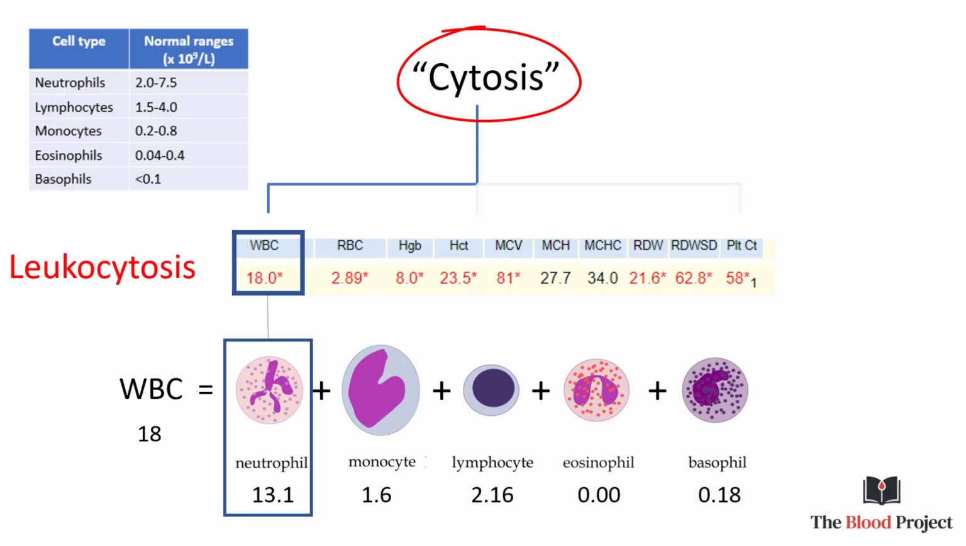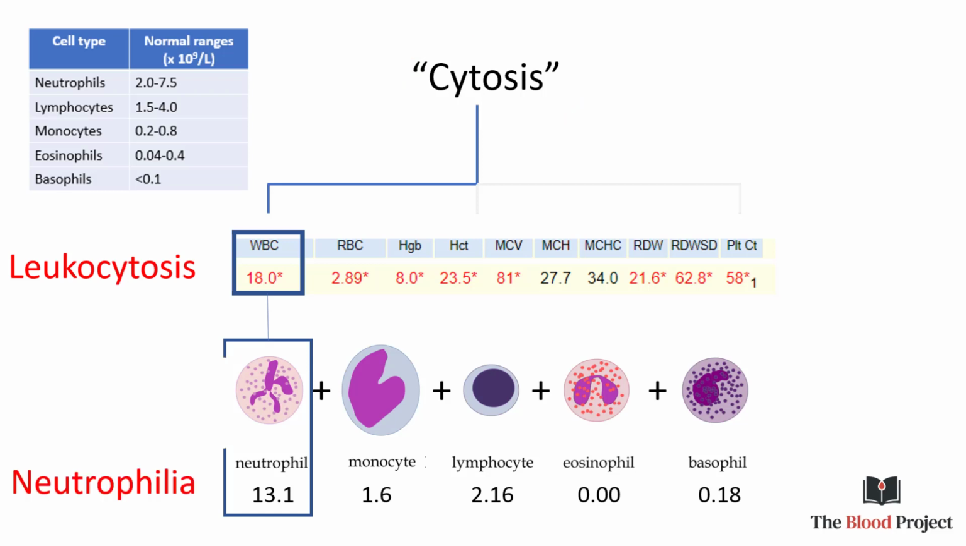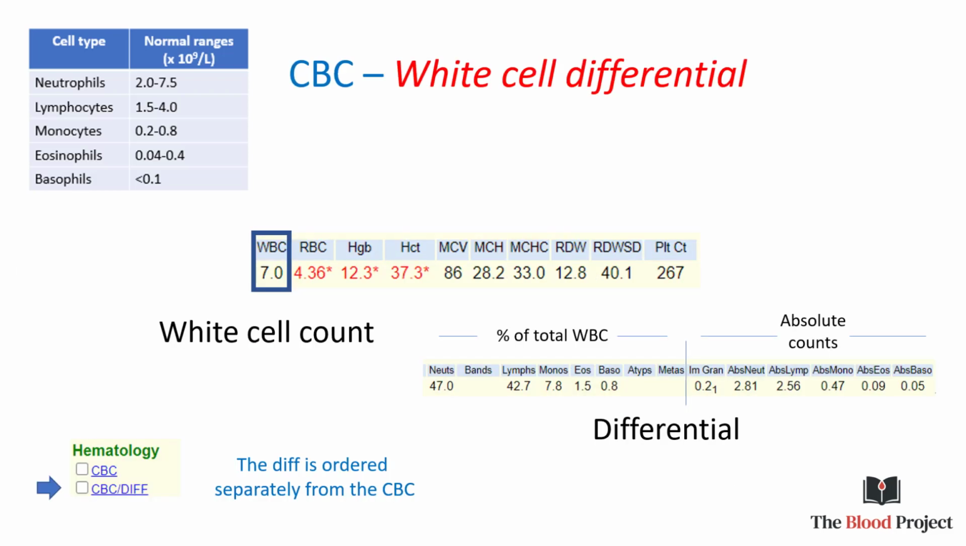Using the term leukocytosis without qualifying the white cell subset involved tells only part of the story. So in this example, we would talk about a patient with leukocytosis manifested by or reflective of neutrophilia. Let me just say two more things about the white cell differential.